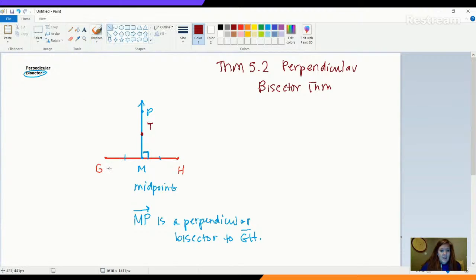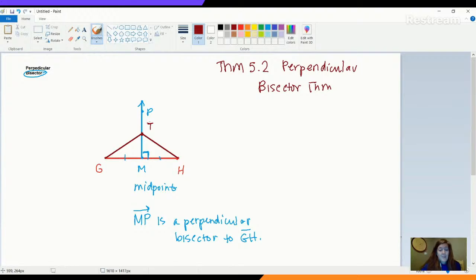Now, if we play connect the dots and we go from the end point of my line segment to this point, and I play dot to dot on the side and go from the end point to this point T that's on my perpendicular bisector, I've made 2 new line segments. Think about, what do you think is true about GT and HT? Think about kind of looking at that. What does that look like? Well, it looks like they're the same, right?